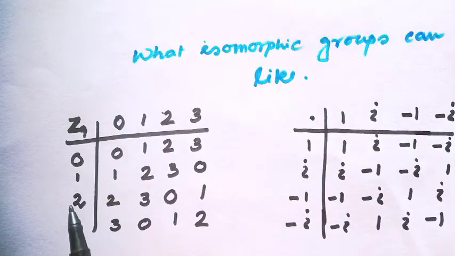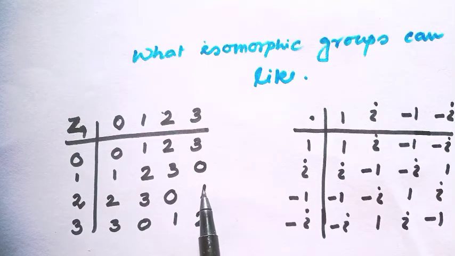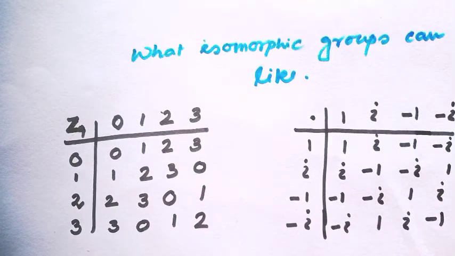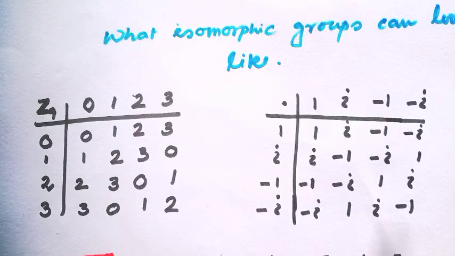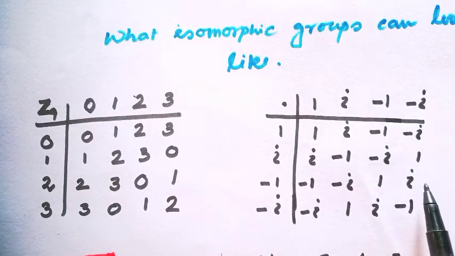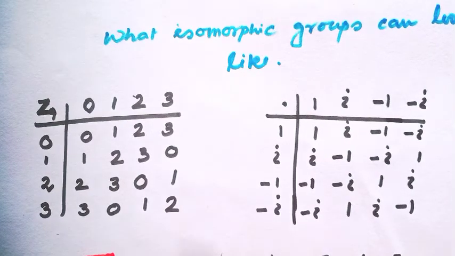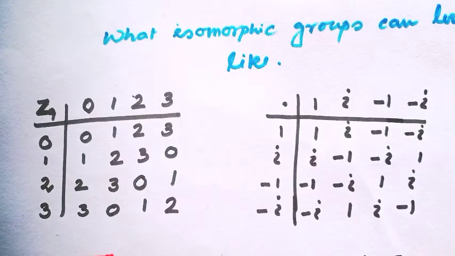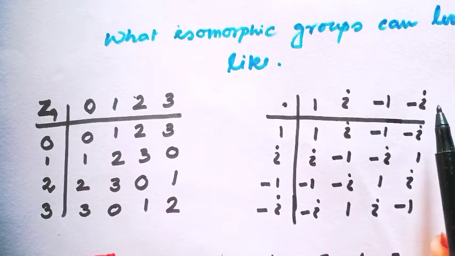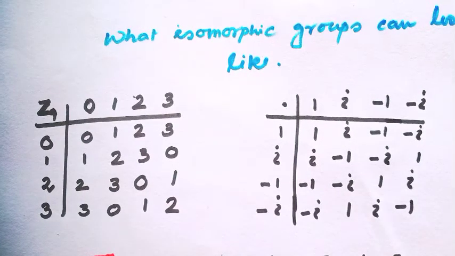If you notice the operation in Z4, 2 plus 3 would be 1. But in this multiplication table, minus 1 times minus i would be i. Here 2 is translated into minus 1 and 3 is translated into minus i. Okay? Are you getting it? Same structure but different language.